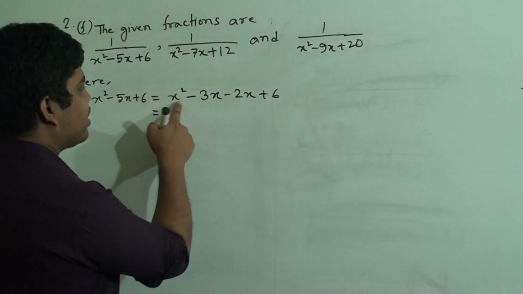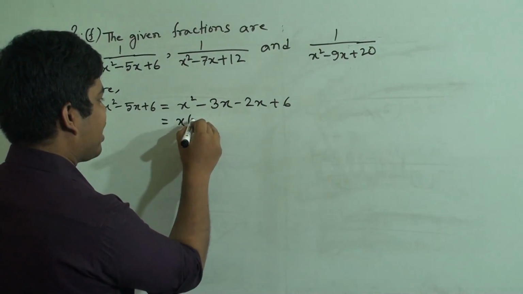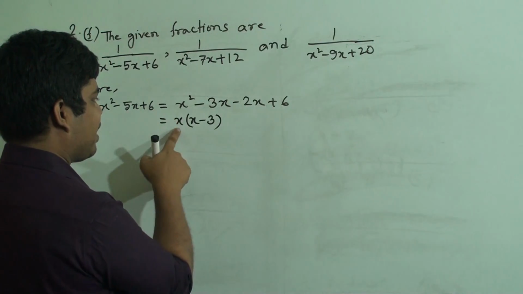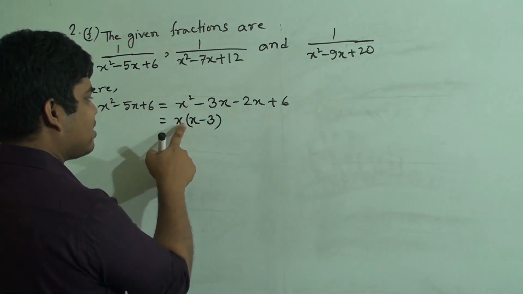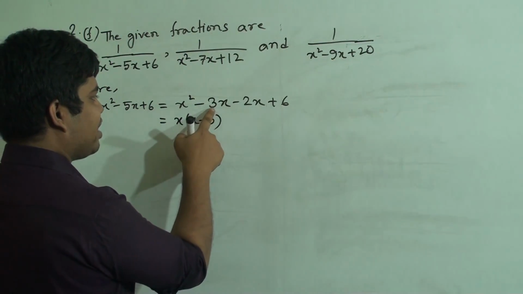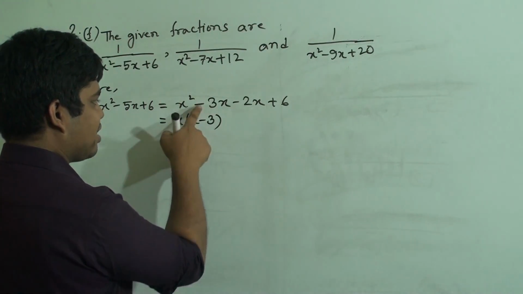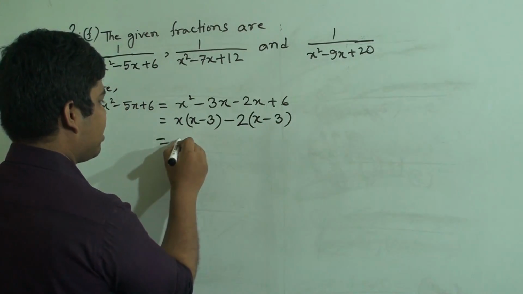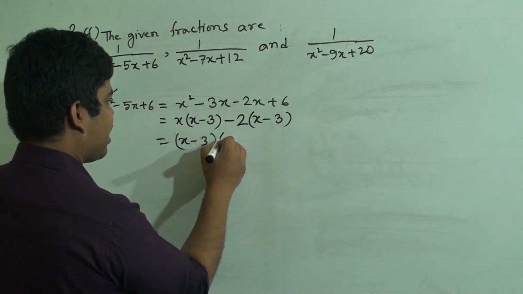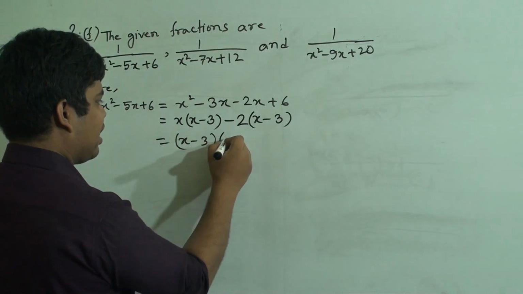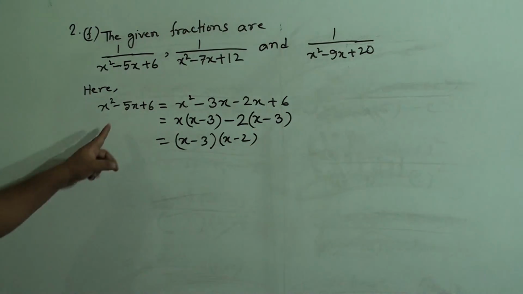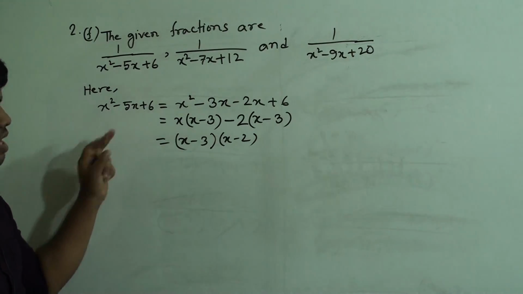Now from these two terms, x is common and left x minus 3. Common means we divide both terms by x. If we divide x square by x, then we get x. If we divide 3x by x, then we get 3, and this minus is here. Okay, minus 2 common, and here left x minus 3, and x minus 3 common and left x minus 2, right? So this is done.